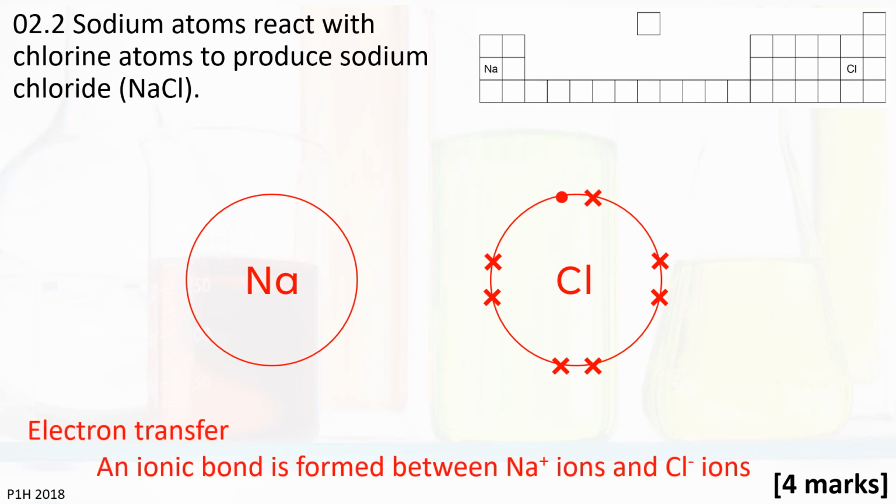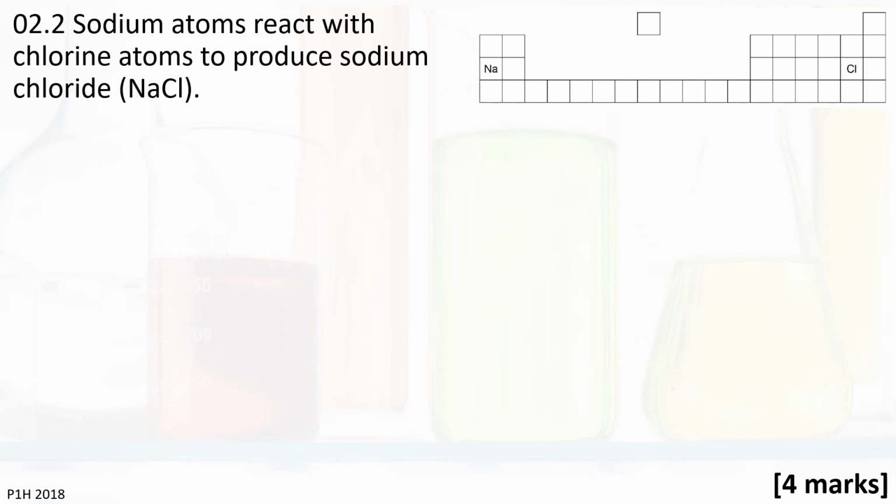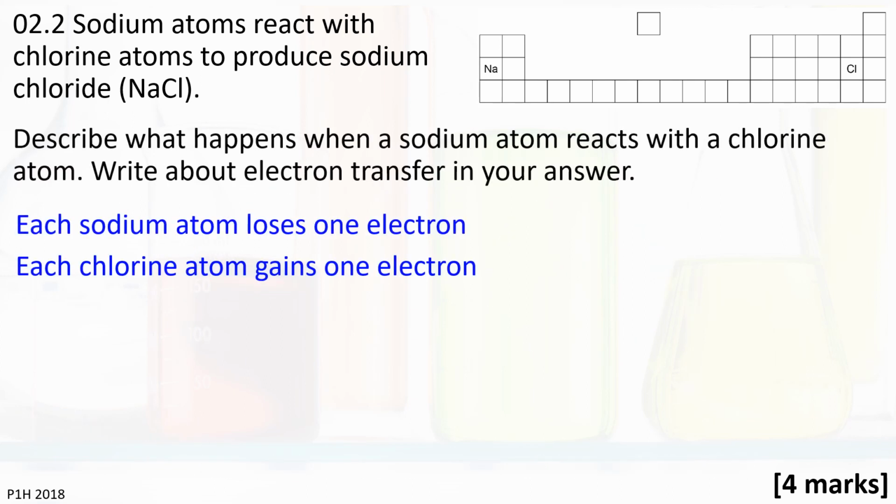Electron transfer takes place, making a sodium Na+ ion and a chloride Cl- ion. Both ions now have a full outer shell of electrons. Ions are shown in square brackets with the charge. An ionic bond is the attraction between the positive and negative ions. Let's address the question. Each sodium atom loses 1 electron, each chlorine atom gains 1 electron.